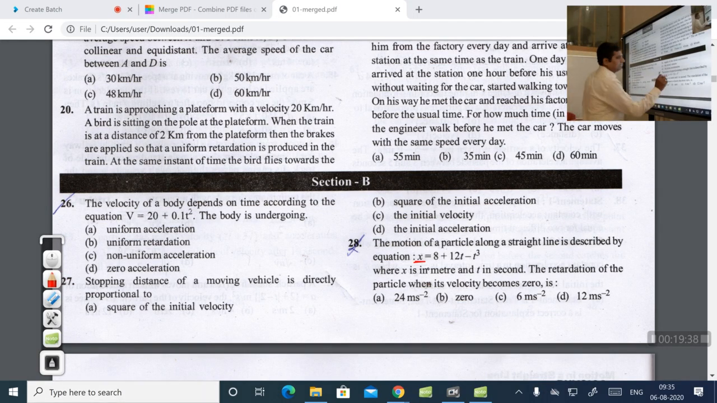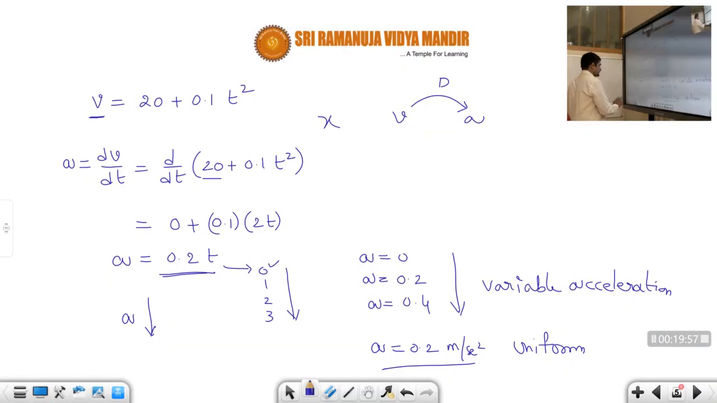Now x is given as a function, position is given. To get retardation, first we have to get velocity, then we should get acceleration. Correct or not, students? This is what they are asking finally, but first we should calculate when the velocity becomes 0. So for that, first we need to calculate velocity from x. How to get velocity from x? Again differentiation. So let us see.